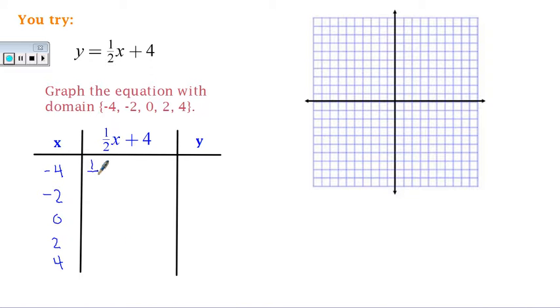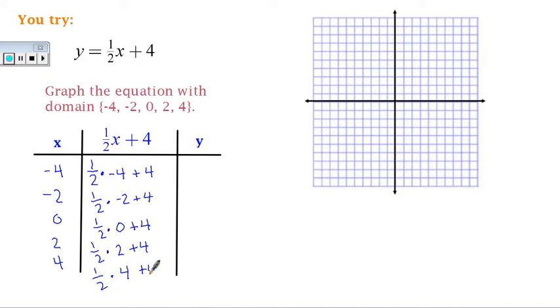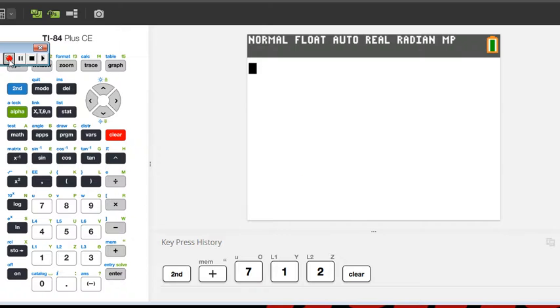So again, 1/2 times -4 plus 4, and then 1/2 times -2 plus 4, so on and so forth. So just substitute all those numbers in, and then I'll pull up my graphing calculator just to remind you again how you substitute or plug in a fraction. Okay, so here's my graphing calculator.